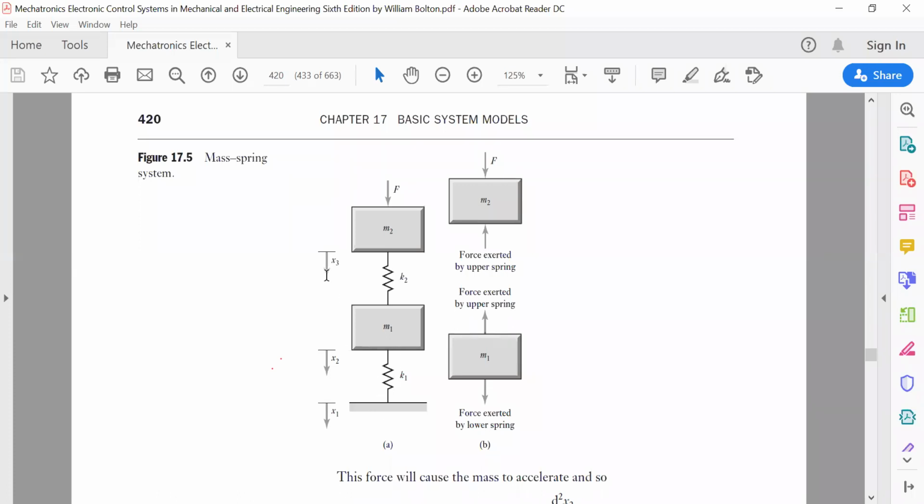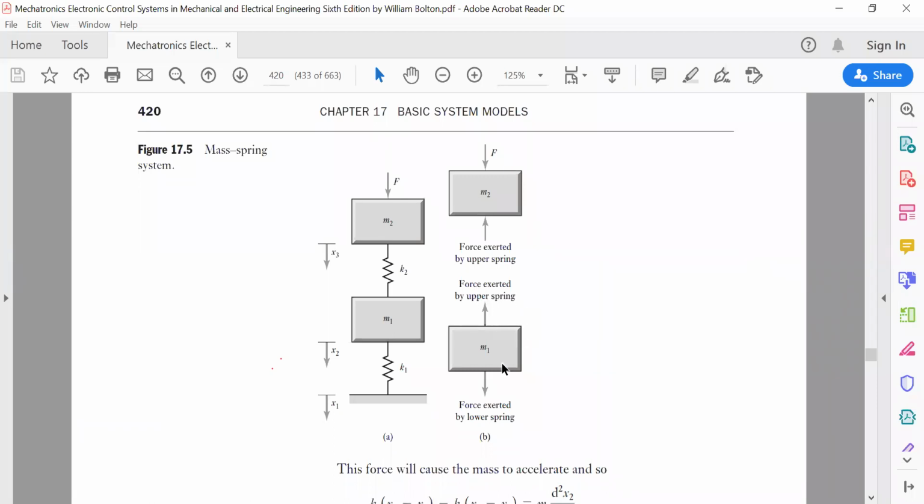So the displacement is in the downward direction. It is x3, then x2 is over there, and x1 is at the ground. So accordingly, once you apply a force on a mass M2, definitely you will get some resistance in the upper direction, which is the force exerted by the upper spring. Similarly, this spring K2 will apply a force on M1, which will get back the force exerted by the upper spring, and similarly there will be a force exerted by the lower spring.